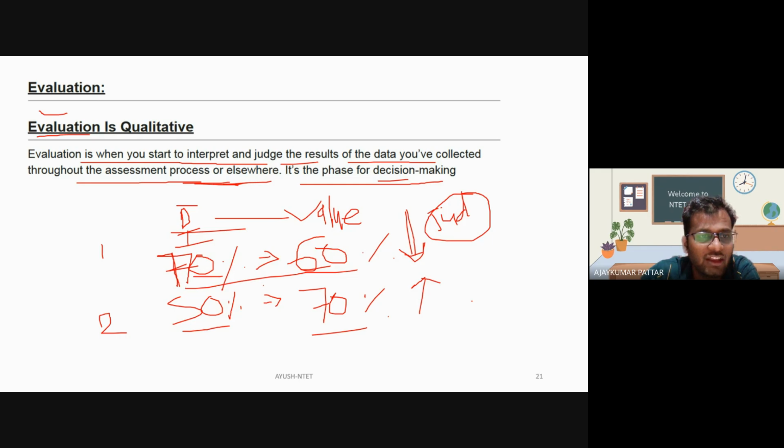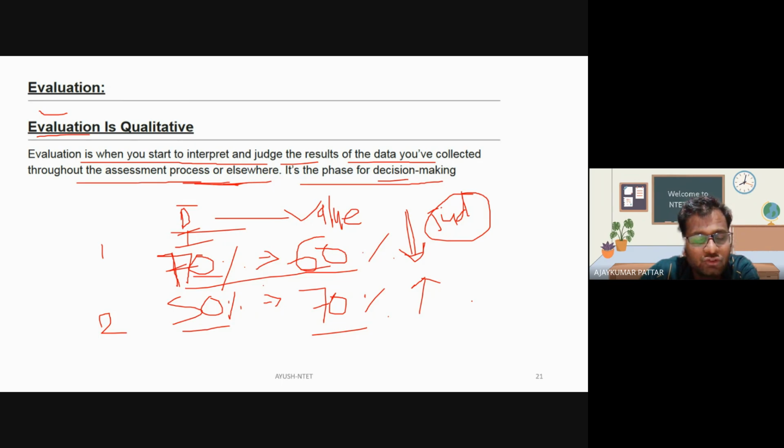What is the evaluation? Evaluation is qualitative. So for giving judgment, that thing we call as qualitative. Qualitative मतलब क्या है? फेल और पास, इम्प्रूव्ड और नॉट इम्प्रूव्ड. लाइक दैट क्वालिटेटिव में ही हम बोल सकते हैं एवेल्युएशन. दैट इज द कॉन्सेप्ट क्वालिटेटिव.